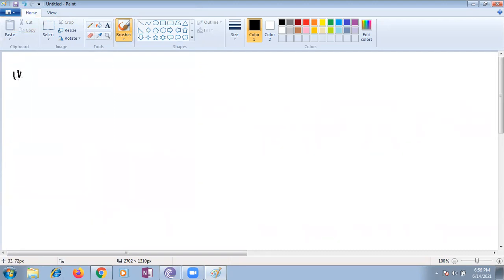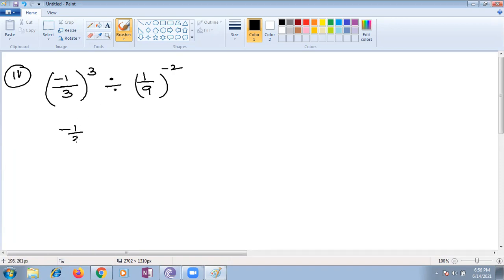Coming to the fourth one, minus 1 by 3 whole to the power 3 divided by 1 upon 9 whole raised to minus 2. This is very simple. Since this one is a negative exponent, we can write the reciprocal as 9 square. Directly you can write it as 9 square, since 1 square is nothing but 1 only.